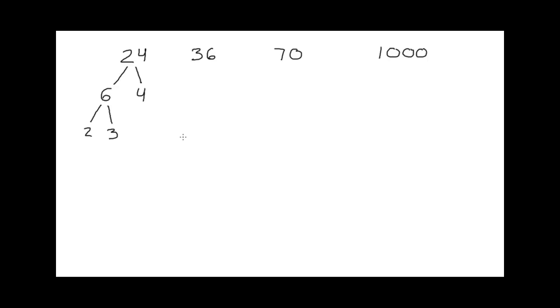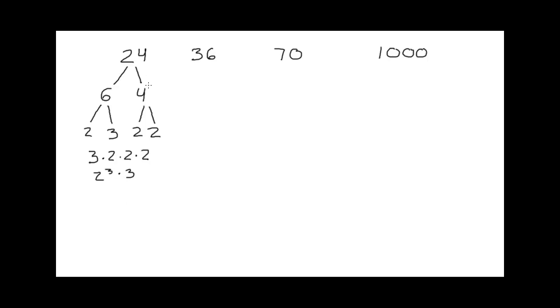So now I've got to go back up and deal with 4. 4 has, once again, only two factors that I can deal with at this point, and that's 2 and 2. So my prime factorization, the expression for the prime factors of 24, is going to be 3 times 2 times 2 times 2, or 2 to the third, because we have three 2's, times 3.